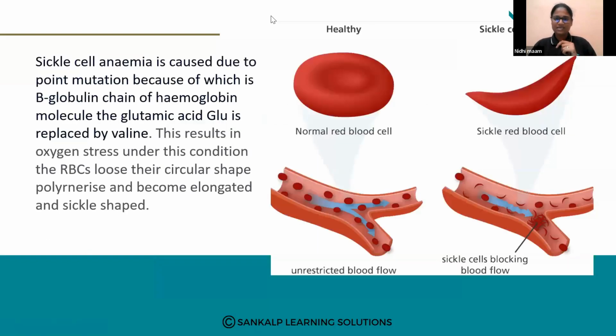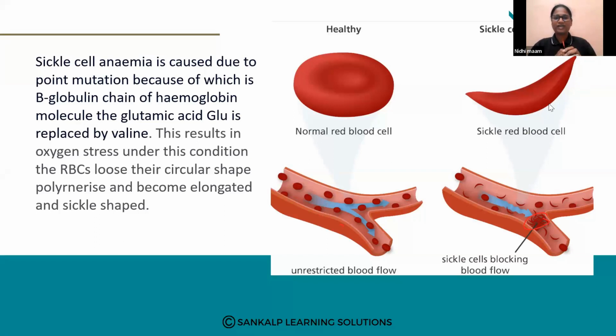As you can see in this diagram, when the shape is sickle, look at the blood flow. When the shape is normal, this is a blood vessel, see the blood flow, it is easy. When sickle shaped, you can see here that the blood vessels get blocked like this. When there is a block, there is no transportation, and the circulation becomes a hectic job, right? So that is why sickle cell anemia is a most dangerous and lethal disease.